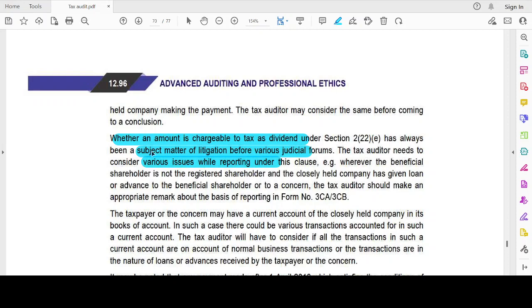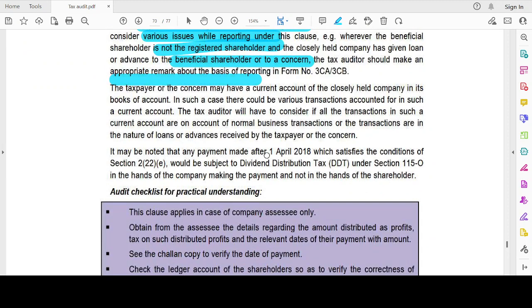Where the beneficial shareholder is not a registered shareholder and the closely held company has given a loan or advance to the beneficial shareholder or to a concern, the tax auditor should make the appropriate remark about the basis of reporting. Okay, it may be noted that after 1/4/2019, a payment which satisfies the conditions of 2(22)(e) will be subject to DDT in the hands of the company while making the payment and not in the hands of shareholders.